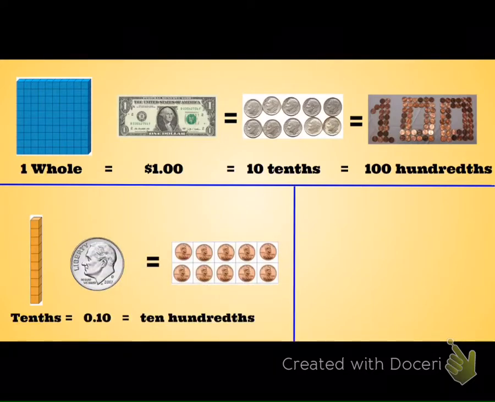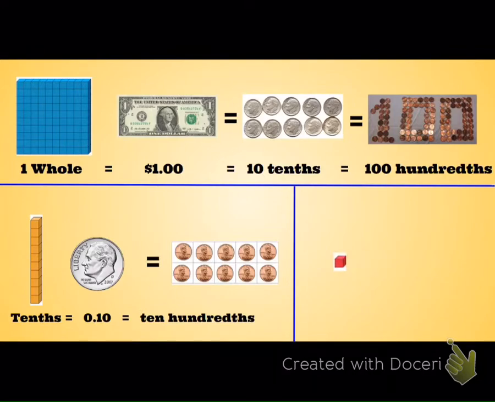So that long rod, that would be tenths. Think of it in terms of a dime. And a dime is the same as 10 pennies, or 1/10 is equal to 10 hundredths. The value is the same. Yes, I know a dime is different than 10 pennies, but the value is the same. They're both worth 10 cents.